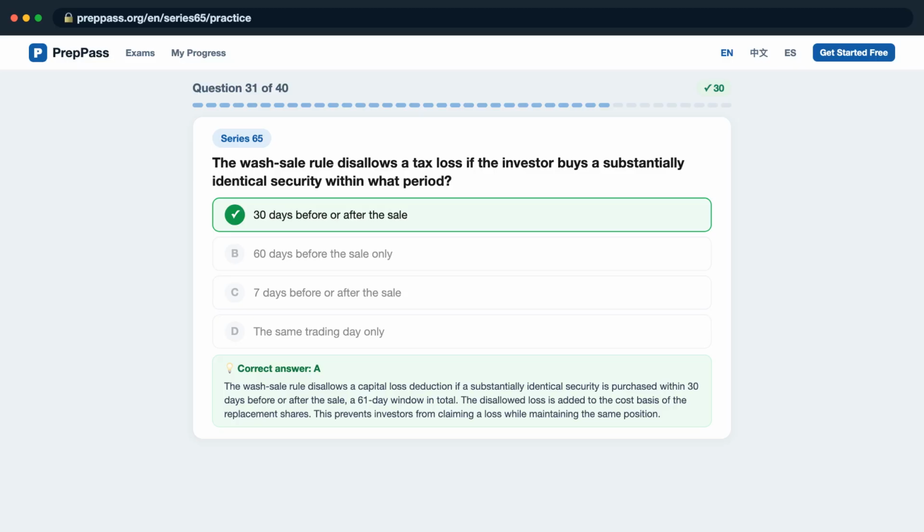The wash sale rule disallows a capital loss deduction if a substantially identical security is purchased within 30 days before or after the sale, a 61-day window in total. The disallowed loss is added to the cost basis of the replacement shares. This prevents investors from claiming a loss while maintaining the same position.